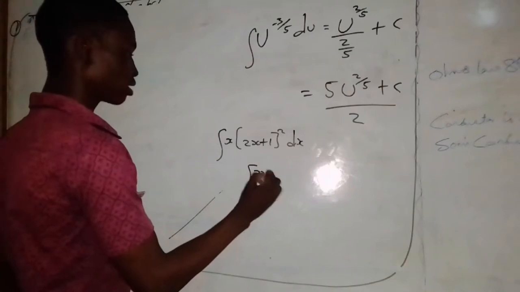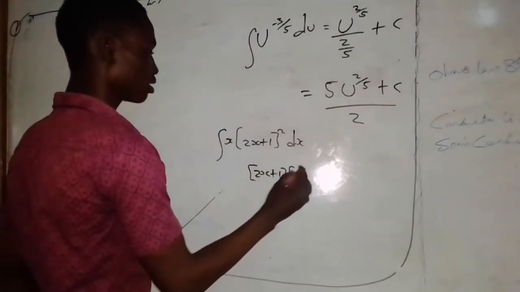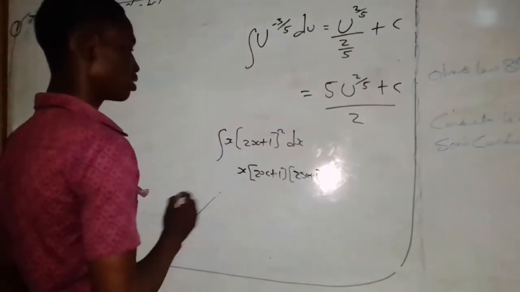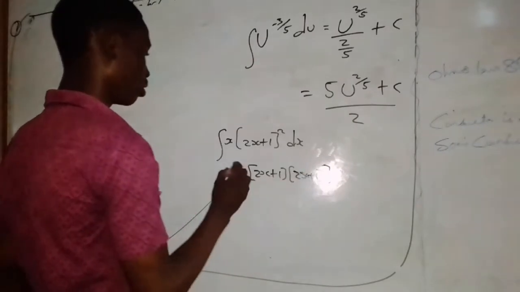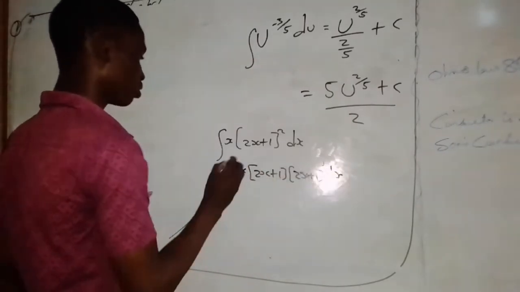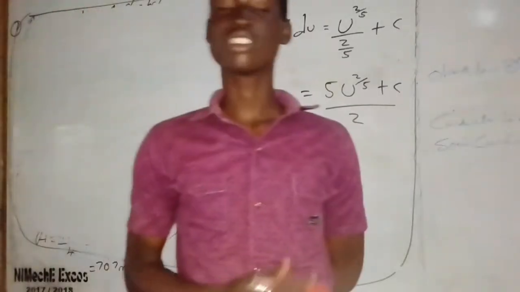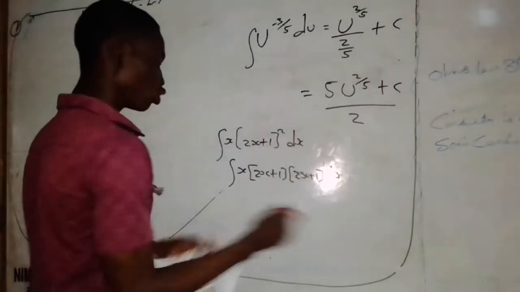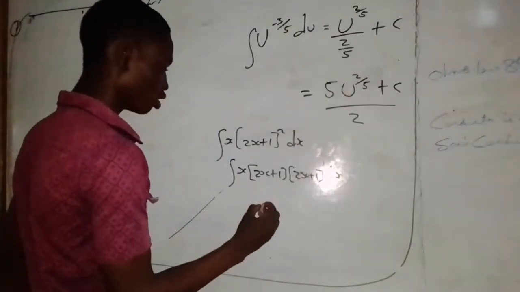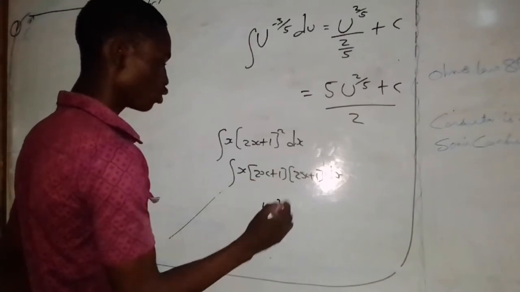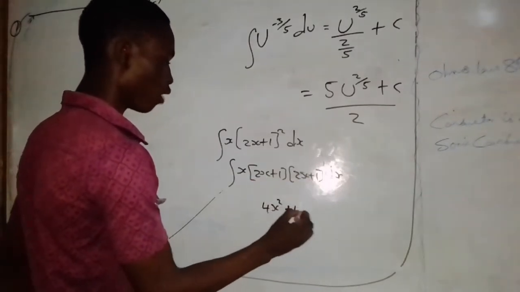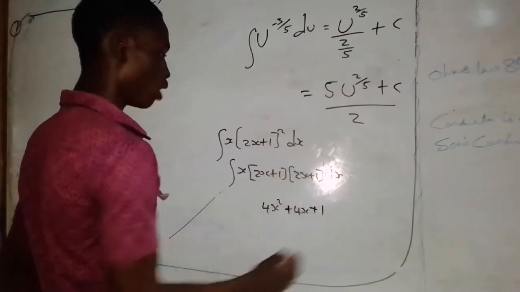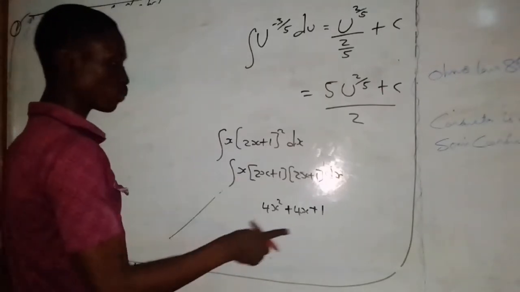If you expand this, (2s + 1)(2s + 1). Integral of this. Remember in JAM, there's no time, you don't need to waste time. So what you just do is expand this quickly. 2s times 2s will give us what? 4s squared. 2s times 1 gives us 2s, and 1 times 2s gives us 2s, that is plus 4s. And 1 times 1 is what? Plus 1.